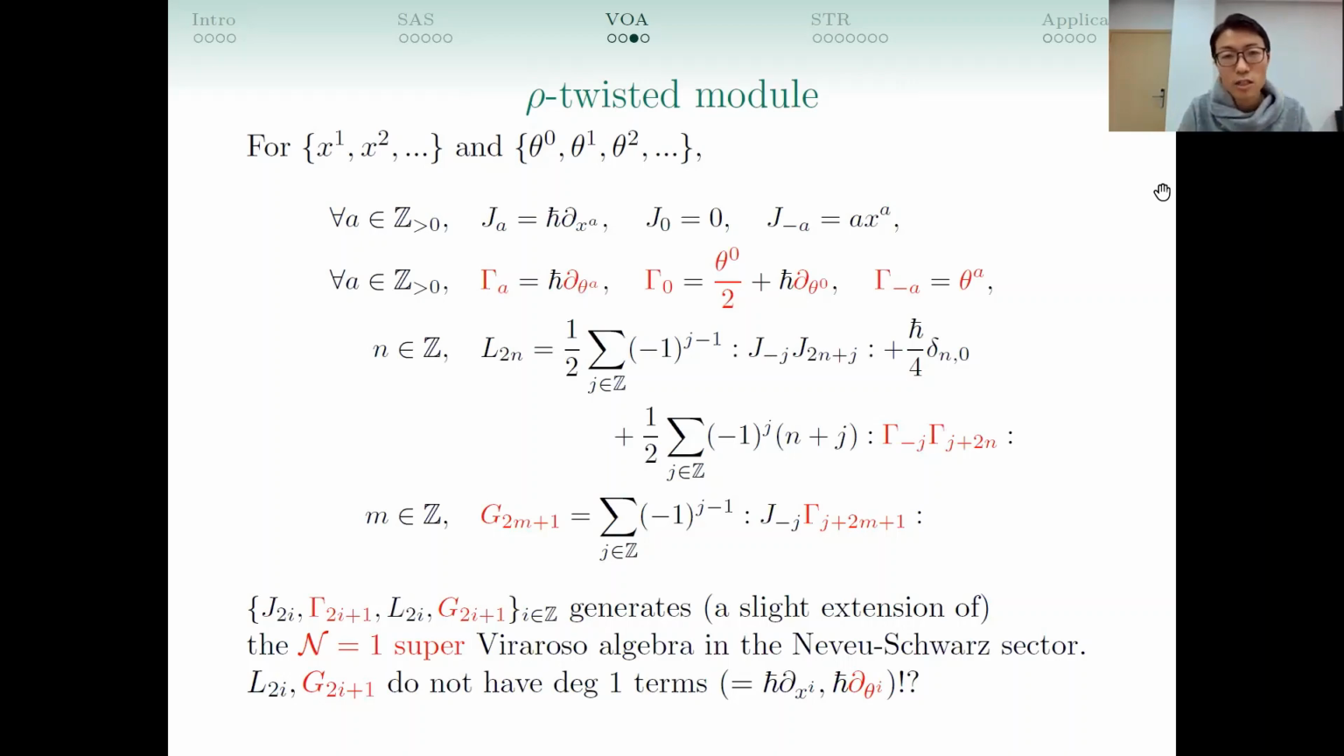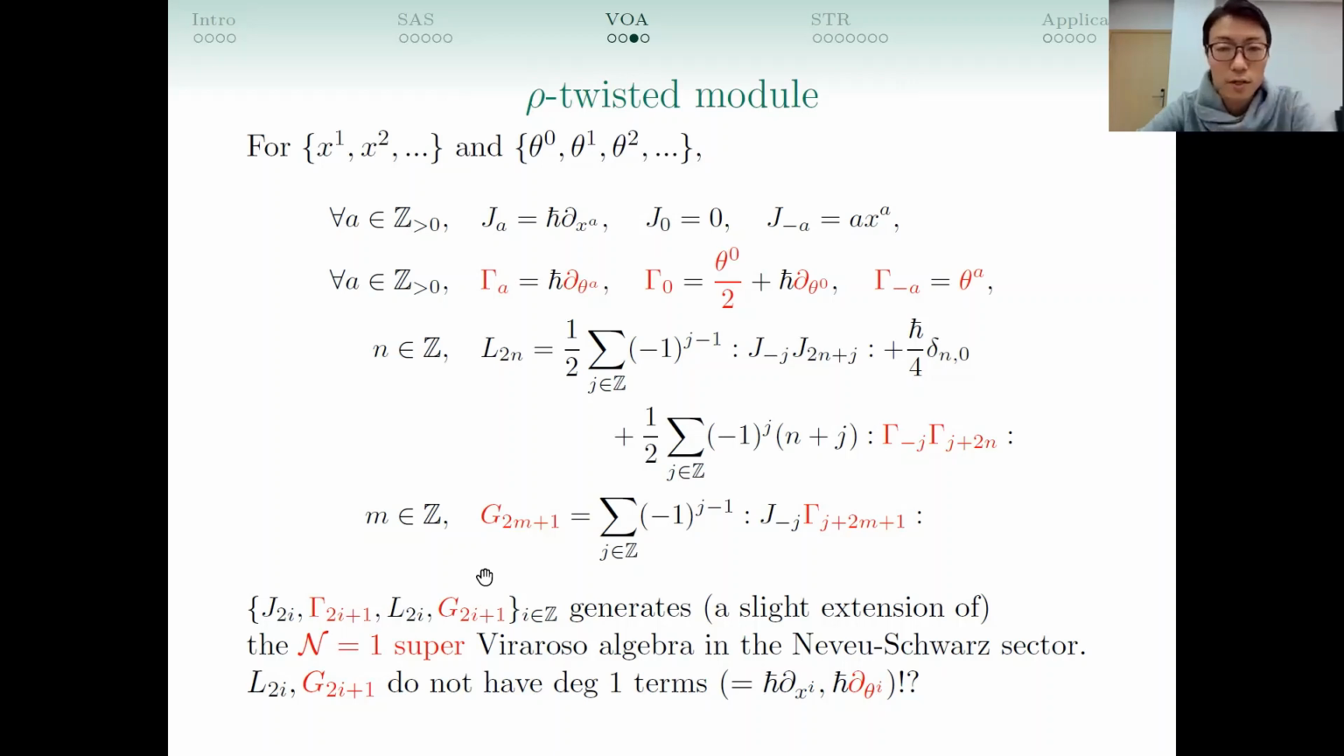So it's a little ad hoc, but let me just tell you this set of differential operators. These J's generate the Heisenberg algebra, so it's a free boson algebra in CFT. And the gammas are fermionic generators, and they indeed generate the Clifford algebra. The L's you can think of as modes of Virasoro operators, and the G's are superconformal operators. I'll justify some details later, but this set J, gamma, L, and G generate a slight extension of the N=1 super Virasoro algebra in the Neveu-Schwarz sector.